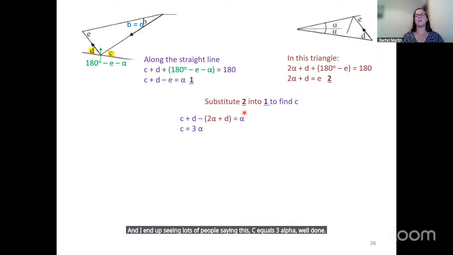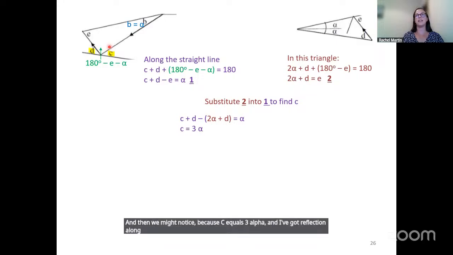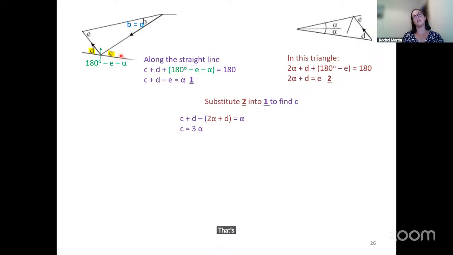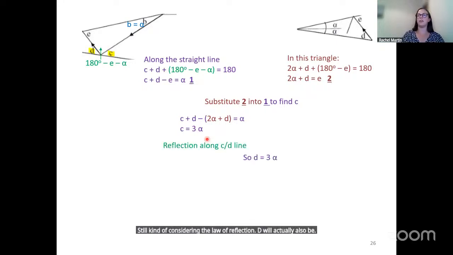And then we might notice, because C equals 3 alpha and I've got reflection along the CD line, that's reflection again, still kind of considering the law of reflection, D will actually also be 3 alpha. So well done, lots of people saying that in the chat, really good to see.